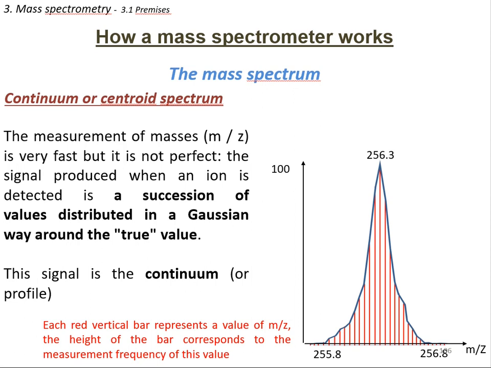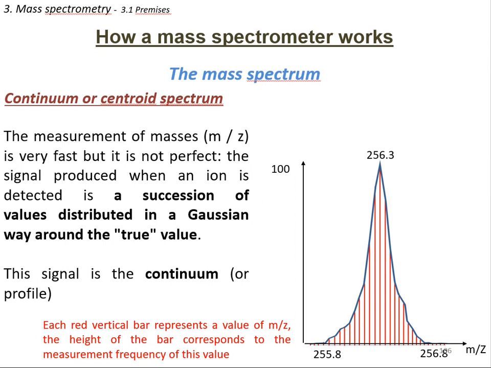So here you have an example with a mass spectrum between 255 and 257, and the mass of the molecule is 256.3, okay? But sometimes the mass spectrum makes a little error, and so it will give you another measurement, something closer to 255.8 or closer to 256.8. And statistically, the mass spectrum will more often give you the good number, a number around 256.3.